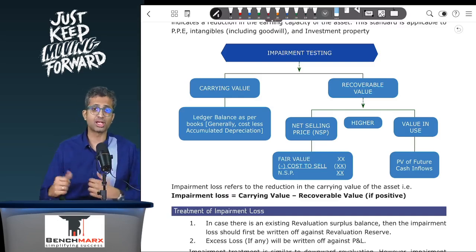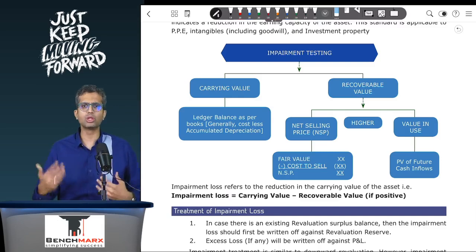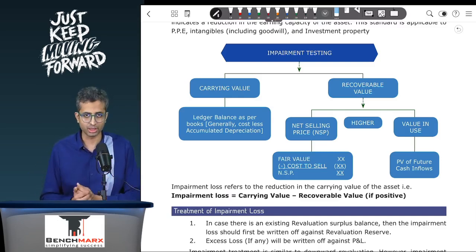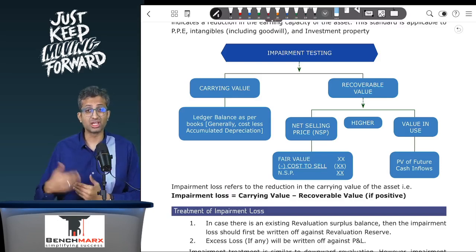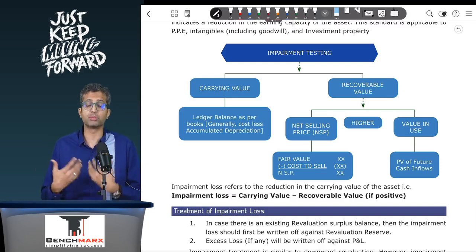While considering the cash flows, you should also include the effects of inflation, the effects of salvage value, and regular expenses like repairs and maintenance. When we try to find the recoverable value, you will take the higher of the two because that is what the asset is capable of recovering.